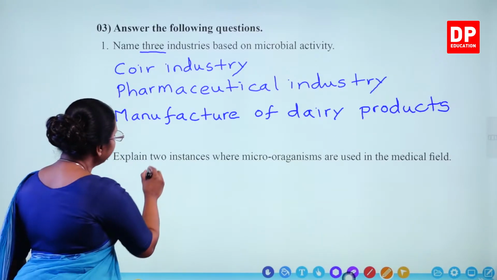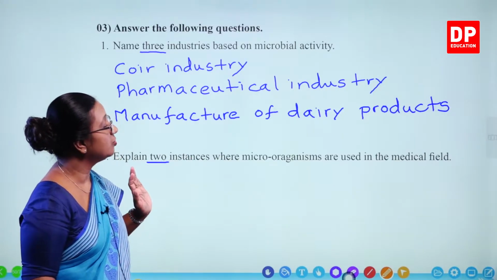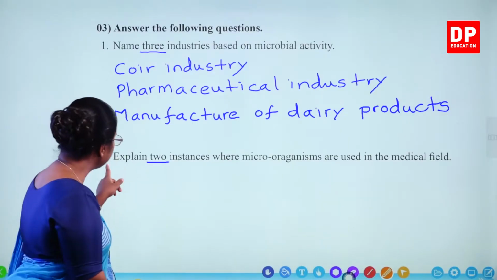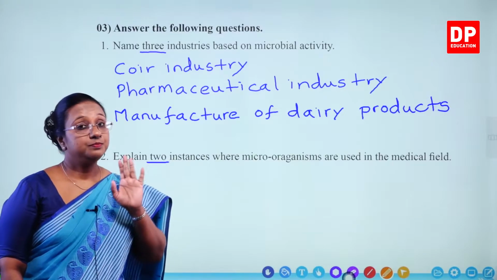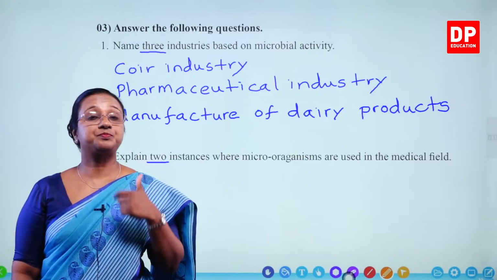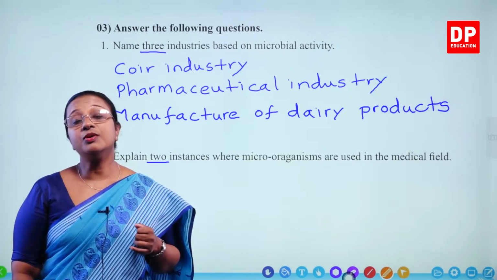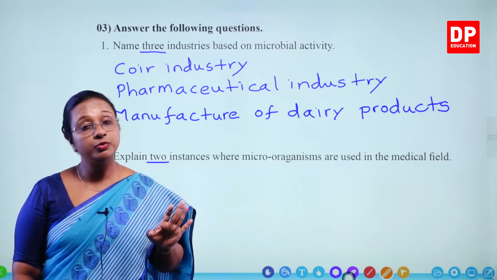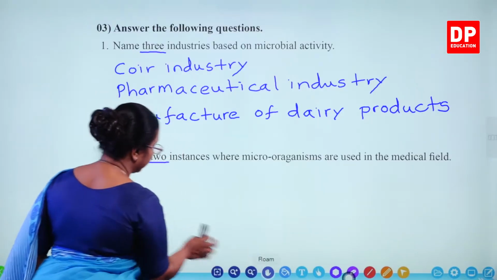Then explain 2 instances where microorganisms are used in the medical field. What are the 2 instances? Here they say explain 2 instances. So, you can remember one is antibiotic, the other one is vaccination and also antitoxin. You have to write about 2 instances. So, first we will take antibiotics.